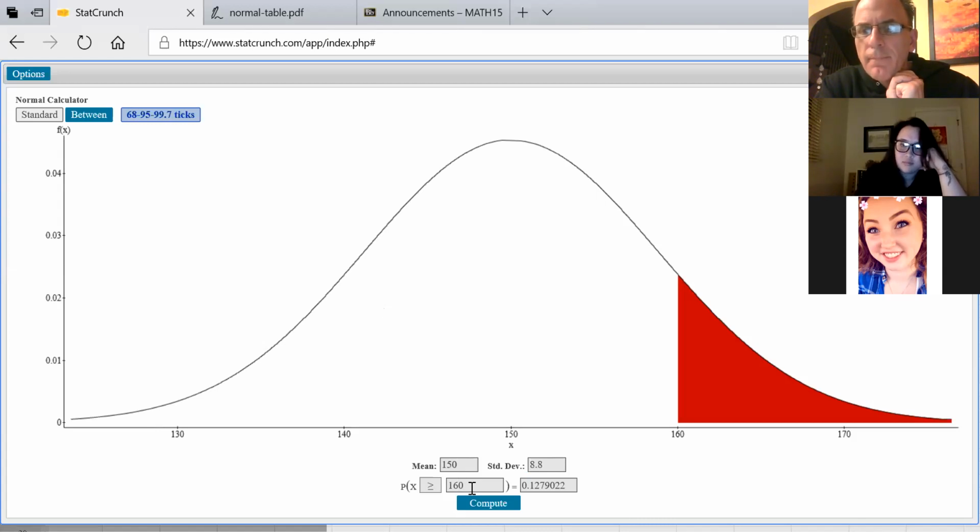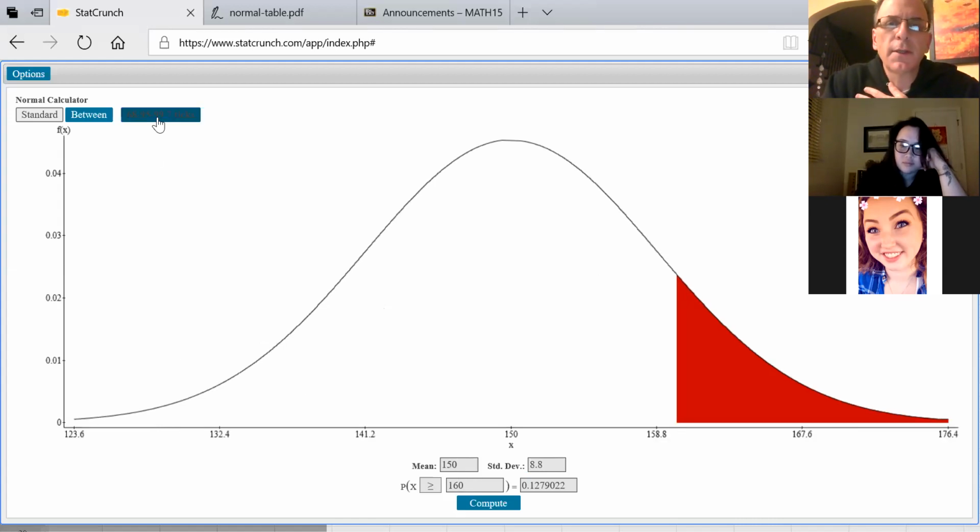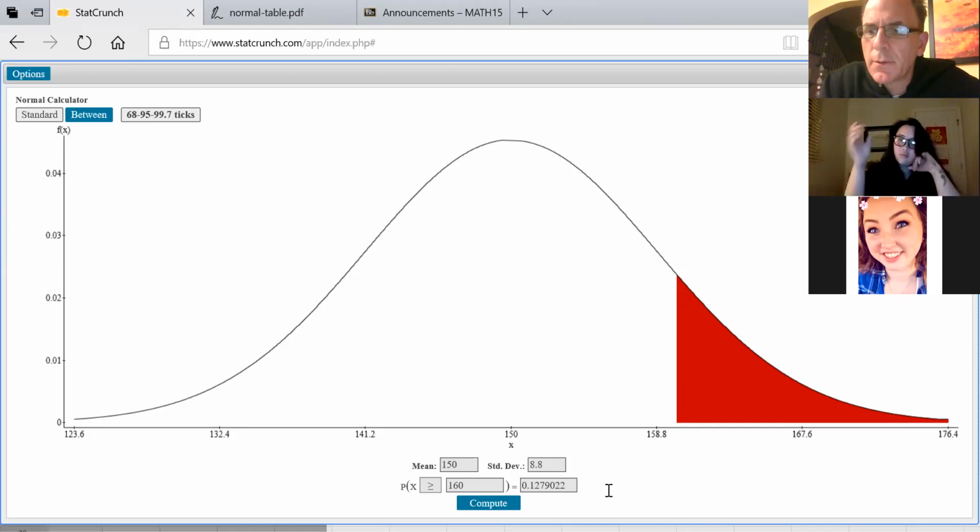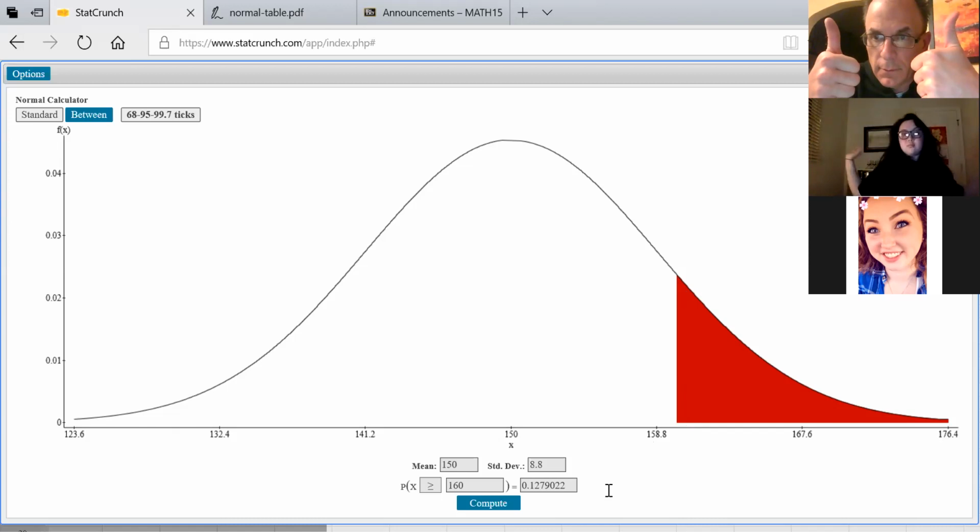0.1279. Okay. Now notice up here on your normal thing, it also gives you the 68, 95, 99.7 ticks. Is what I showed you when I drew my curve as well. There's the one standard deviation above the mean, 158.8. There's 160, which is a little to the right of it. And we find that our area is about 12.79% or 0.1279. Cool so far?